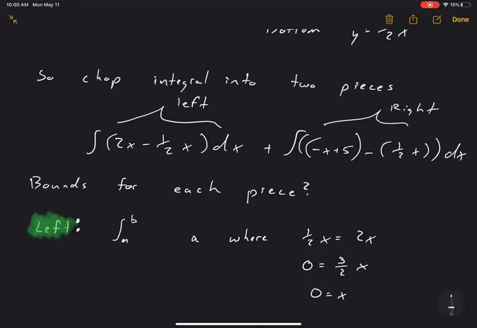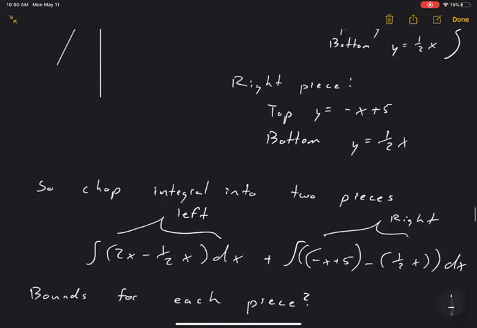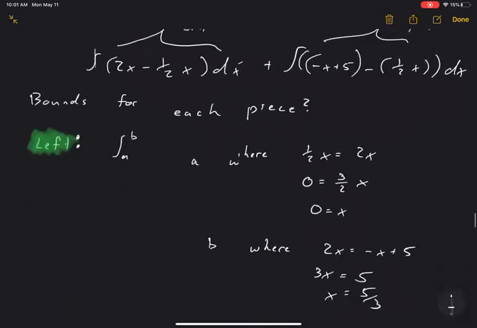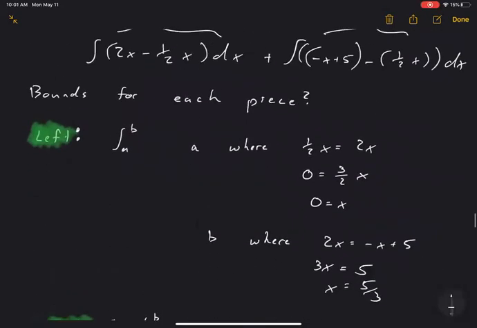Now, let's figure out the bounds for each piece, okay? So going back up to the picture, what are the bounds for this left region? Well, just like in the previous problems, I'm not given the bounds, I gotta find them. So what's this leftmost point? It's where this curve y equals 2x intersects this curve y equals 1/2 x. So I'm gonna set those curves equal to each other and solve for x. Okay, so that's what we're doing here. I've set 1/2 x equal to 2x, and I'm solving for x.